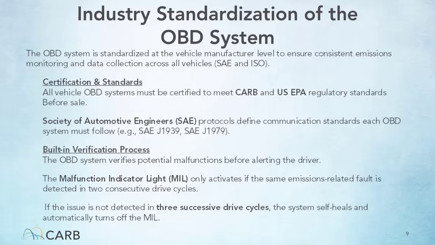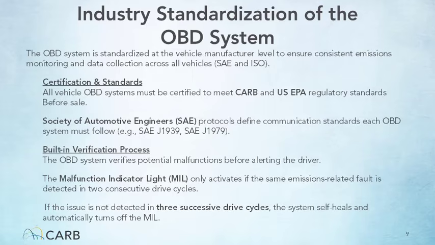OBD systems are standardized to ensure consistency across vehicles and manufacturers. These standards are developed by the Society of Automotive Engineers, or SAE, and the International Organization for Standardization, or ISO. In the US, all vehicle OBD systems are certified to meet CARB and US EPA regulatory standards prior to sale. OBD systems have built-in verification processes to ensure accuracy in detecting emissions-related faults.